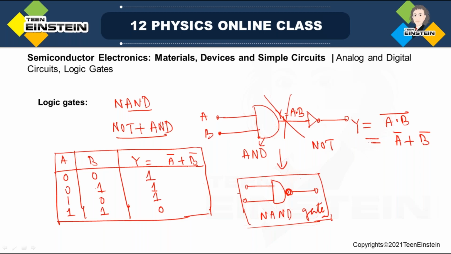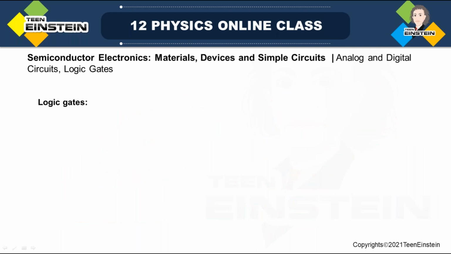Now we'll learn another special gate. Let me remove this. Another special gate, then we'll conclude the class. That is NOR gate. NOR means what? Similar to NAND, this is OR along with the NOT operation. So N for NOT and this for OR operation. So this is NOR. Okay, so what is the circuit symbol in this case?